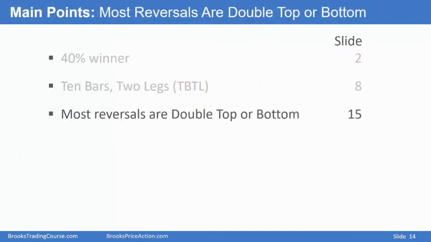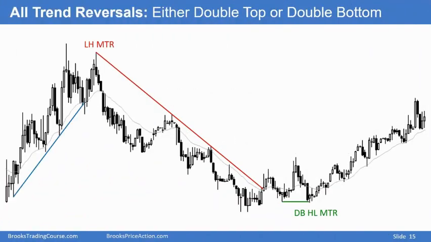Most reversals are double tops or double bottoms, or some variation of a double top or double bottom. And that's even true with wedge reversals. There's usually a double top or a double bottom involved. Lower high major trend reversal, but it's actually a type of a double top. Higher low, it's a type of double bottom. And then we have an additional double bottom here.